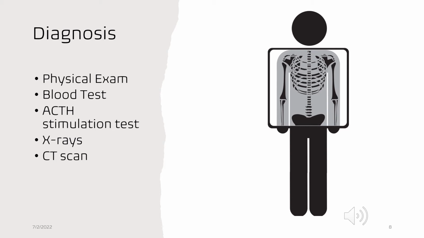The ACTH stimulation test is also helpful in diagnosing this disease. This test analyzes the adrenal gland's response after a person is given a shot of artificial ACTH. If the adrenal glands produce a low level of cortisol after the shot, they may not be functioning properly.